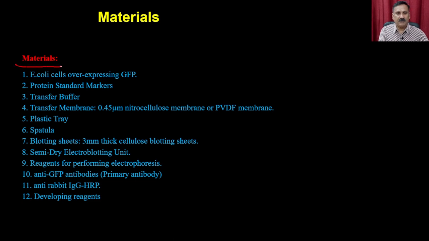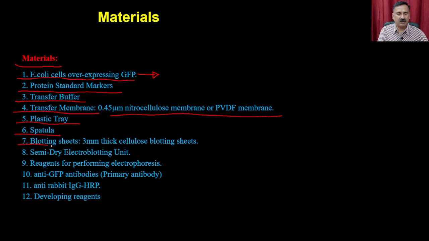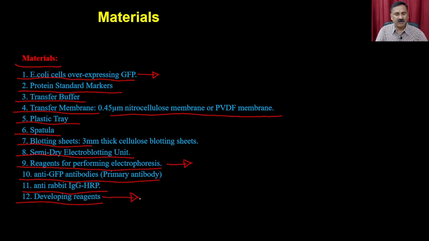Whatever material you require, in this case we are taking an example of E. coli expressing GFP protein. Then you require the protein standard marker, the transfer buffer, and the transfer membrane like the nitrocellulose membrane or the PVDF membrane. You require a plastic tray, spatula, blotting sheets, and electroblotting units. You require reagents for performing the SDS page, which we have discussed in the previous lecture, right? You require the primary antibody, which is the anti-GFP antibody, and you also require the secondary antibodies, and the developing reagents.